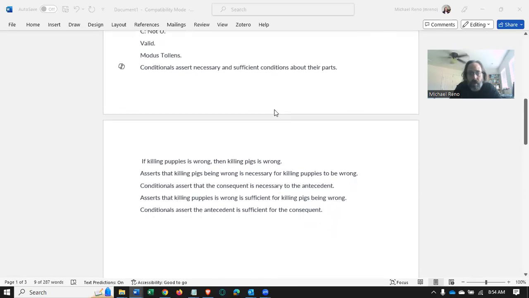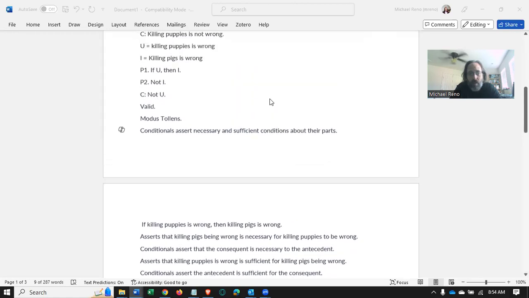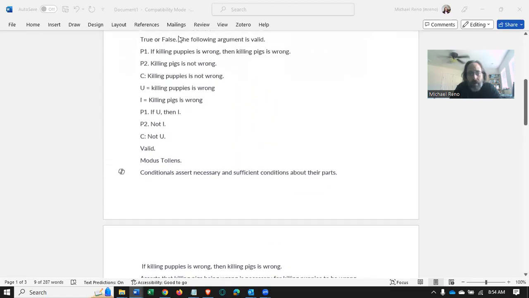Left off on this second example here, also from quiz two. If killing puppies is wrong, then killing pigs is wrong. Killing pigs is not wrong. Therefore, killing puppies is not wrong. And what you see is that this is an example of the valid argument form modus tollens.